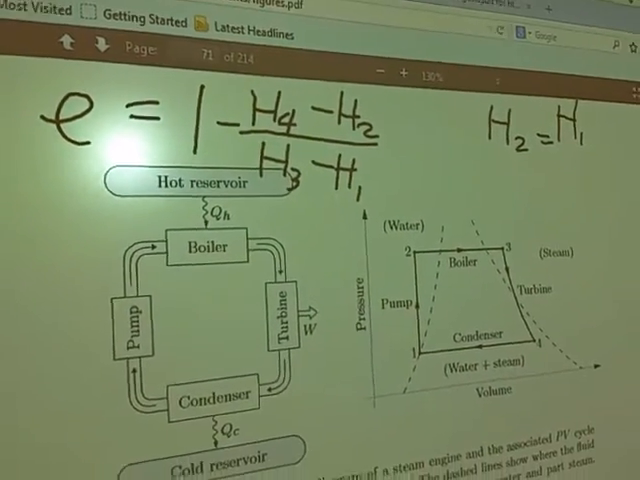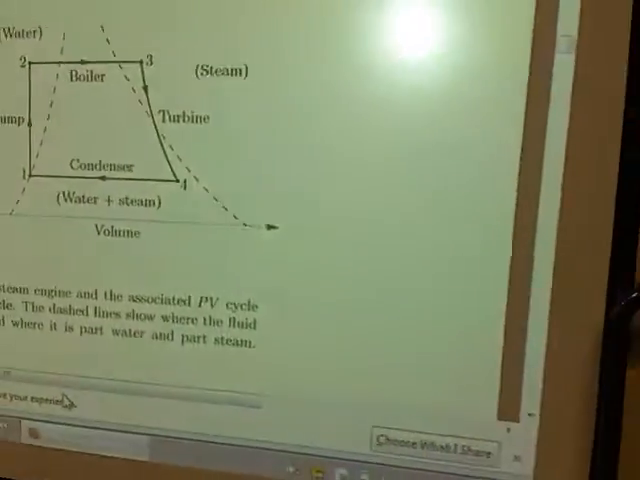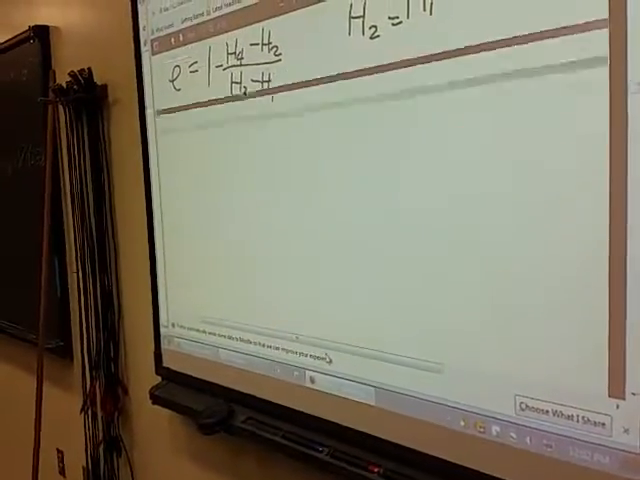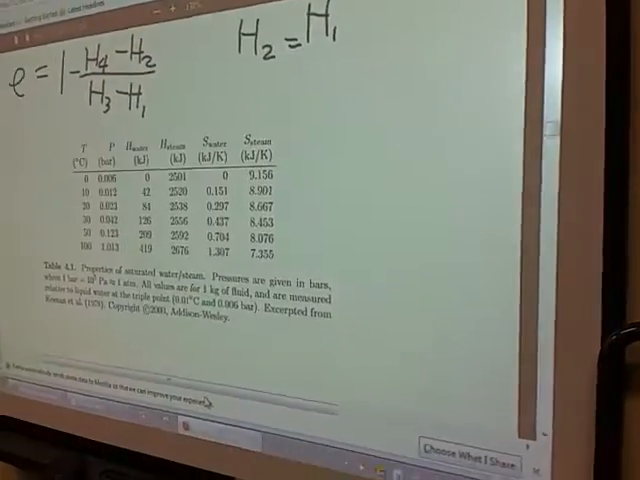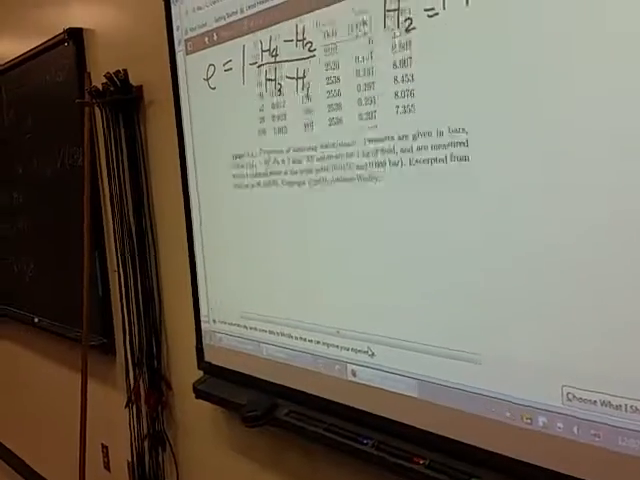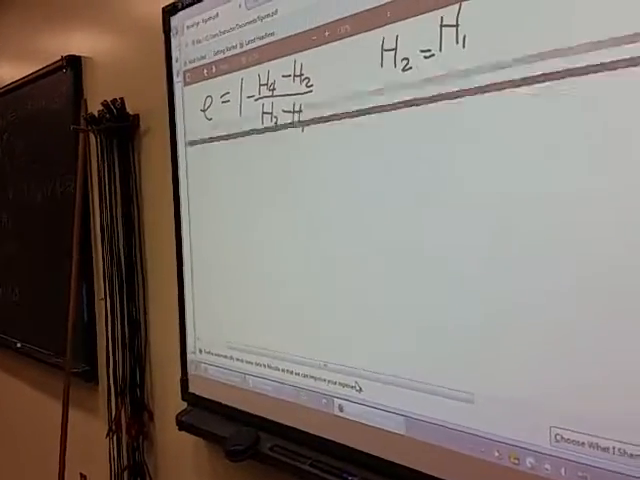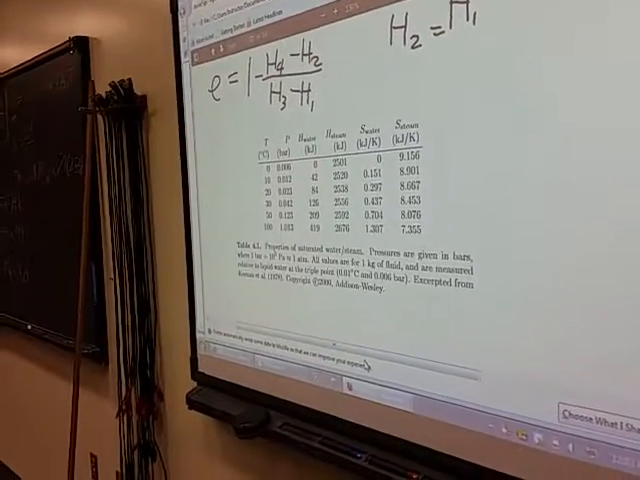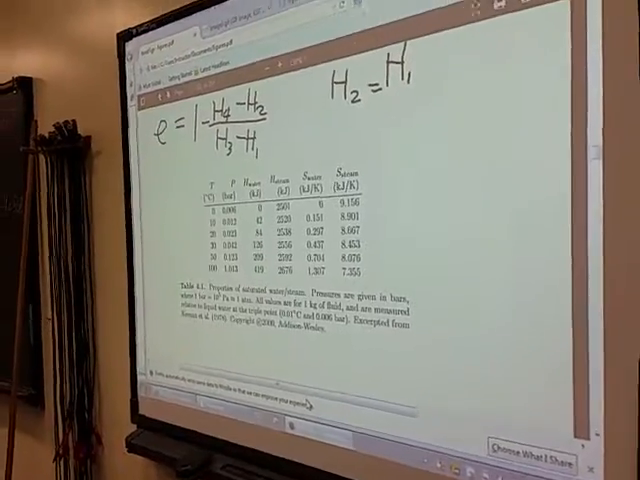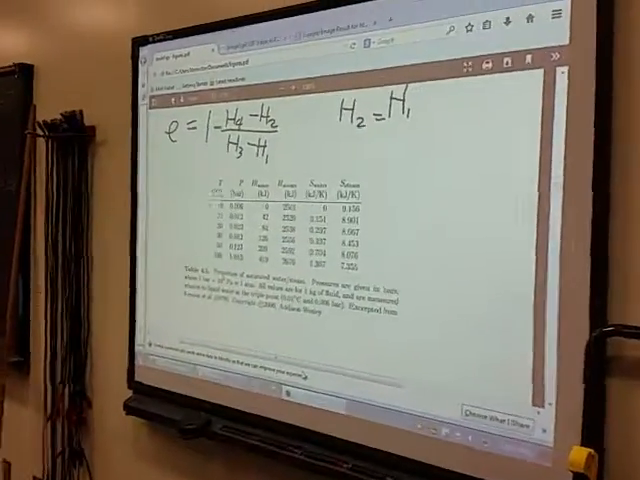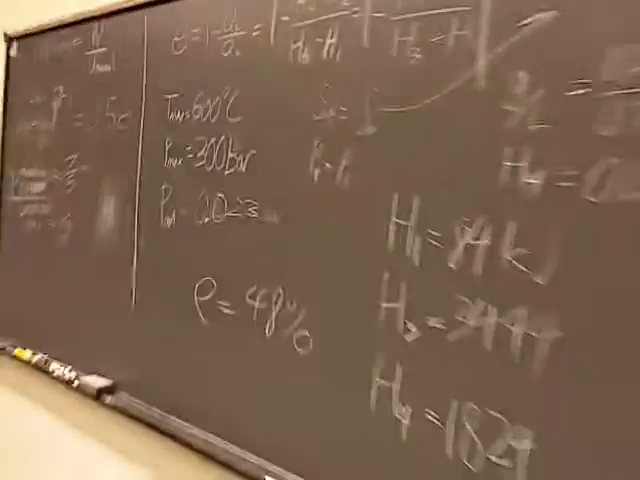Okay, so the enthalpies are characteristics of steam and water, and so to find them we need to look them up in our handy dandy steam tables. So this is the steam table for saturated water, and this is the steam table for superheated steam. We need both of them because H1 is saturated water steam system, and H3 is superheated. So to start, let's do an example because it's kind of impossible to explain without one.